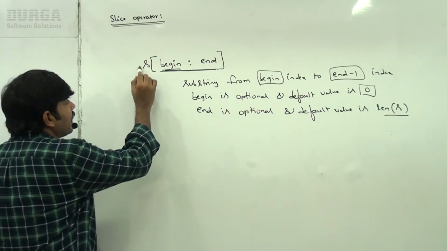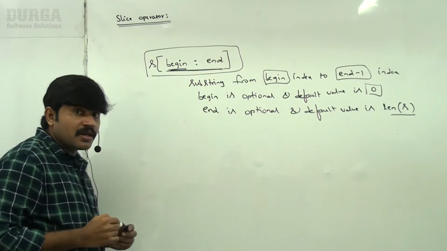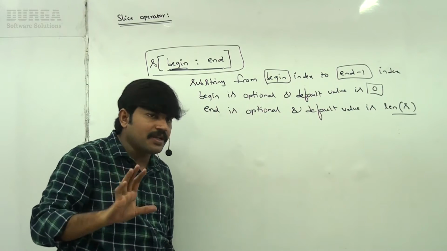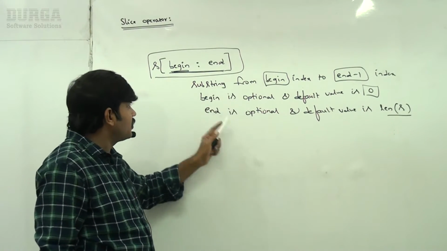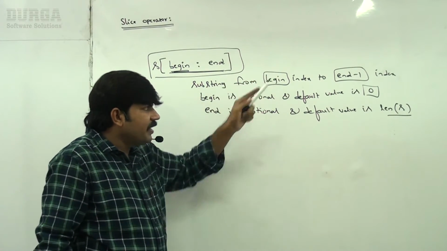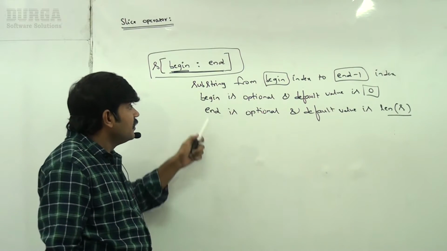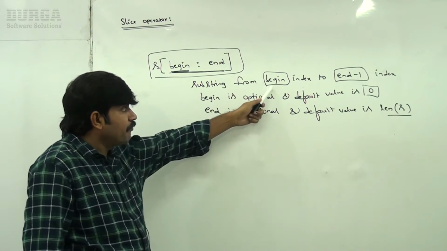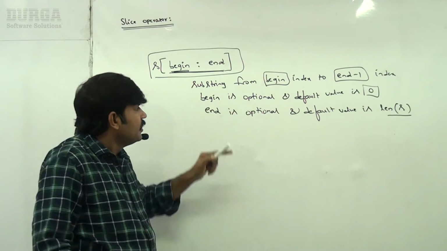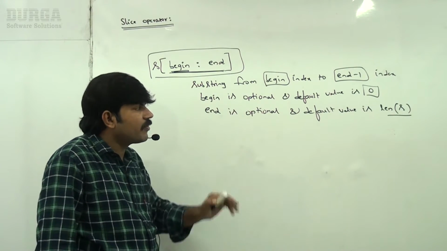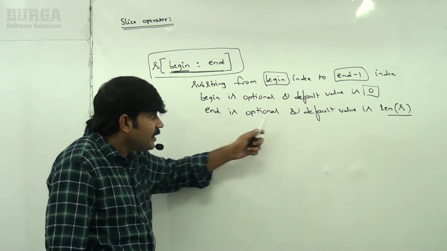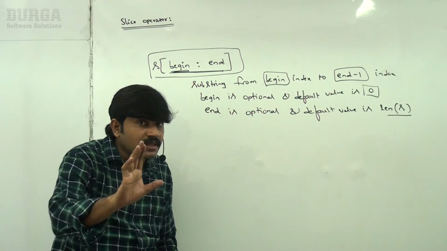What is the basic syntax? With 2 arguments. But the third argument, step, is there. Later we will get to it. First get clarity up to this one, sir. So it returns a substring from begin index to n minus 1 index. Next, begin is optional, default value is 0. Next, end is optional and the default value is length of s.